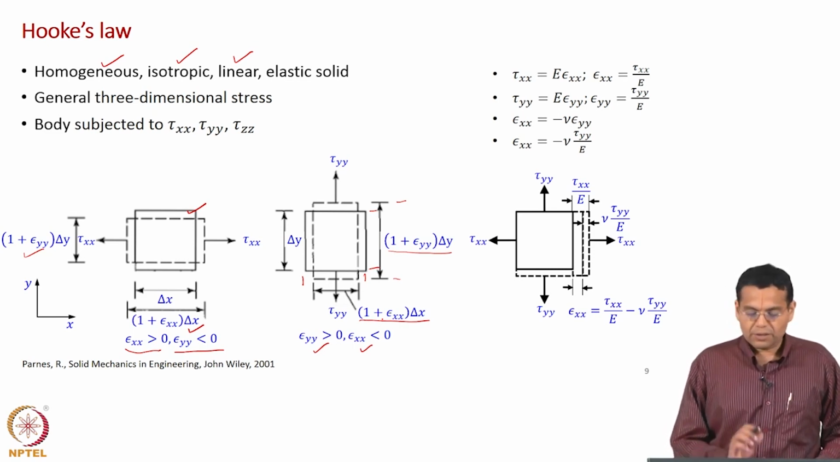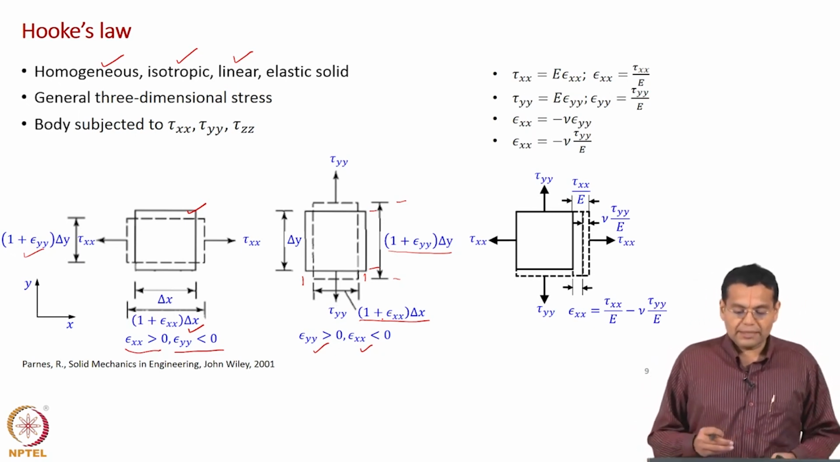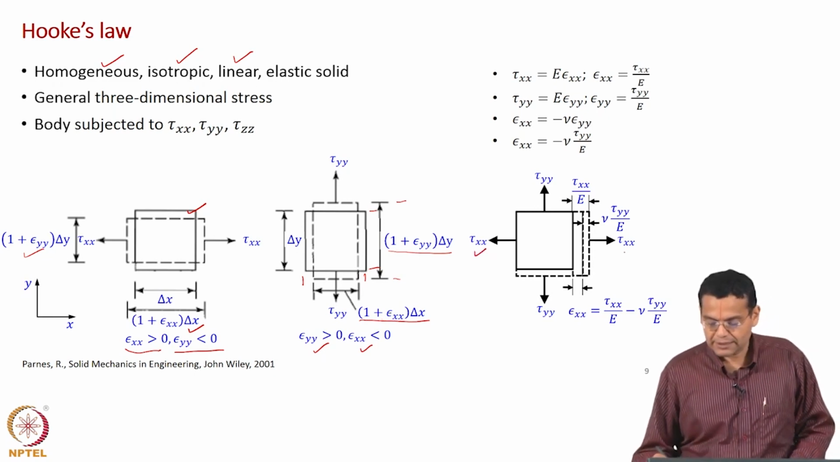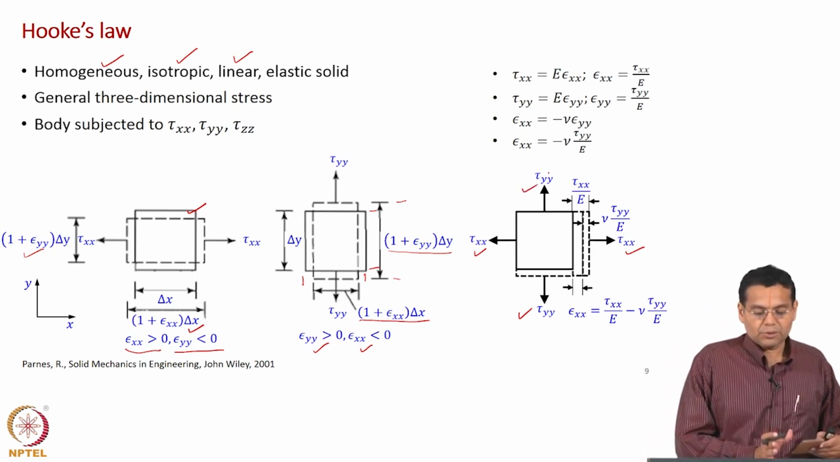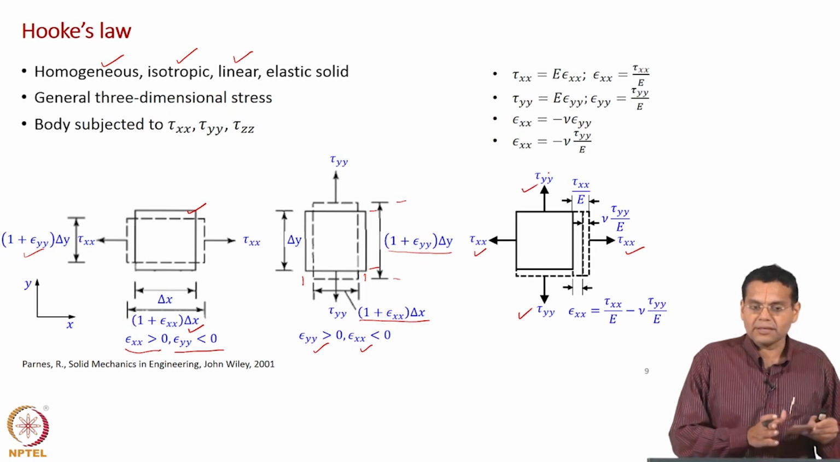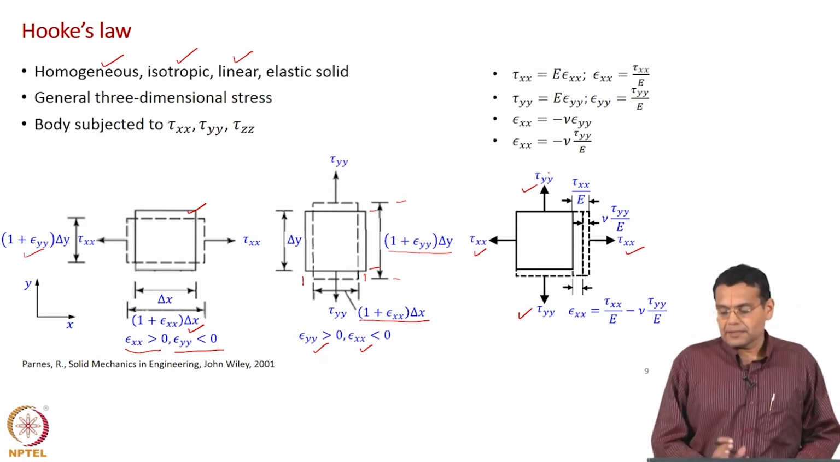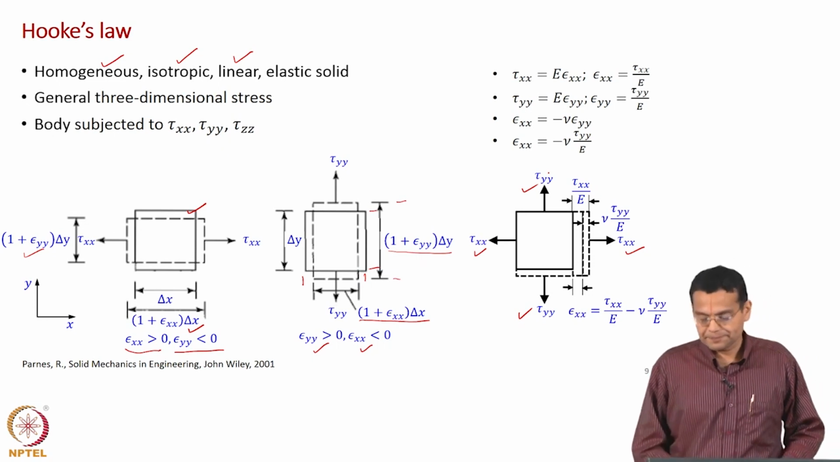Now, what does the third figure represent? We are applying both the normal stresses together, tau xx and then tau yy. We are applying both the tensile stresses together. The first figure shows the plate subjected to normal stress along x axis, the second figure shows normal stress along y direction, and the third represents the plate subjected to normal stress along x direction and y direction.